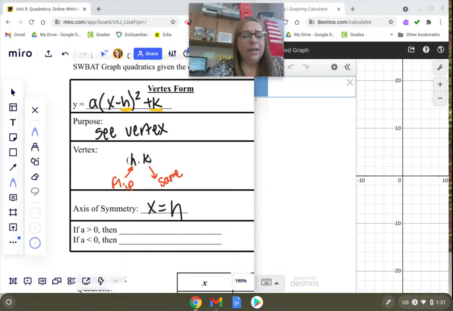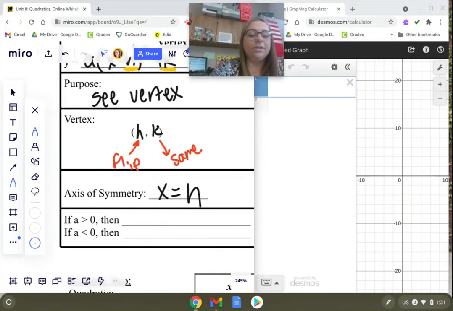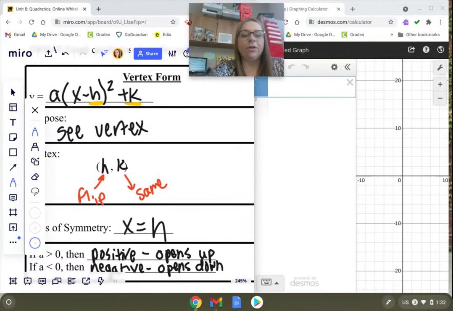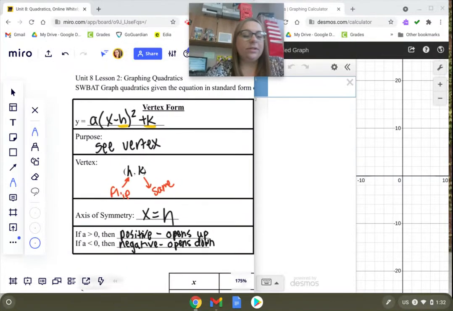And then lastly, if a is greater than 0, meaning positive, then it opens up. And if a is less than 0, meaning negative, it opens down. That'll help us make sure we're doing the graph correctly. Okay, so here's my vertex form. Before we do the standard form side, I want to do some examples first. That way you can see what I'm talking about.